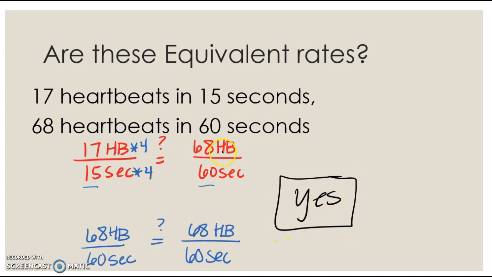So we could have also tried to simplify this 68 over 60 to see if we ended up with 17 over 15. That would be another way to decide. But whether we use a common denominator of a larger number or simplify down, we're trying to decide, is one rate equivalent or equal to the other?